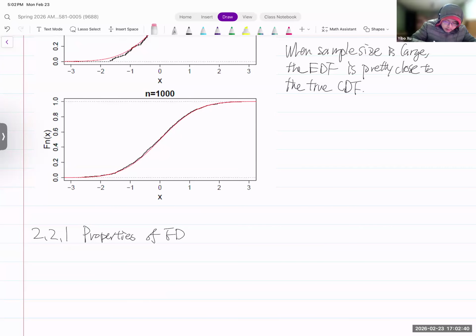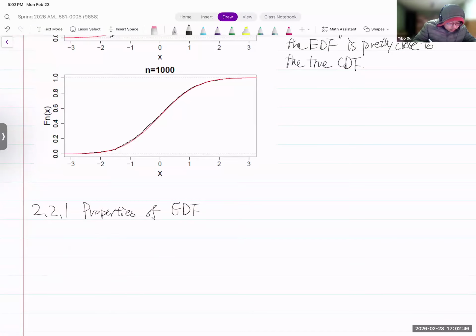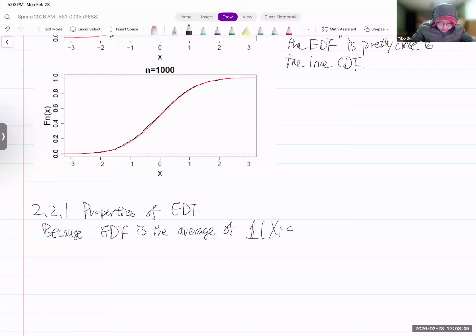So actually, the EDF has really nice properties, because the EDF is the average of the random variables, the indicator of Xi less than or equal to x.